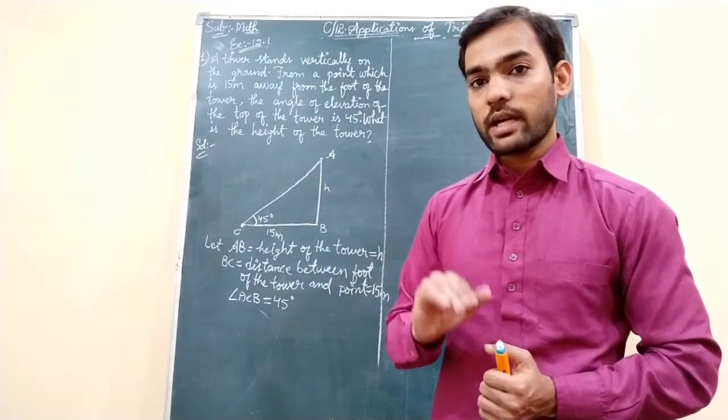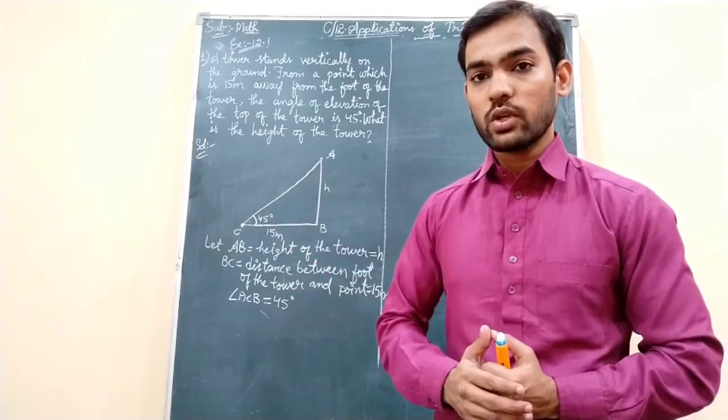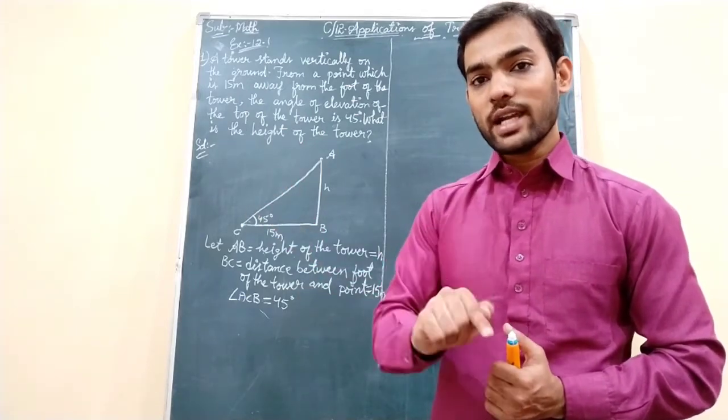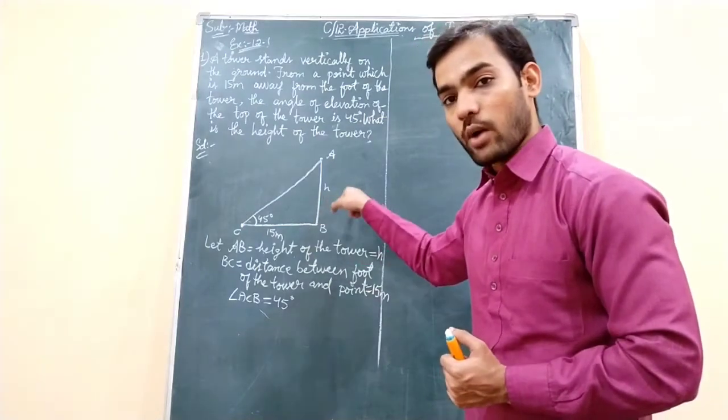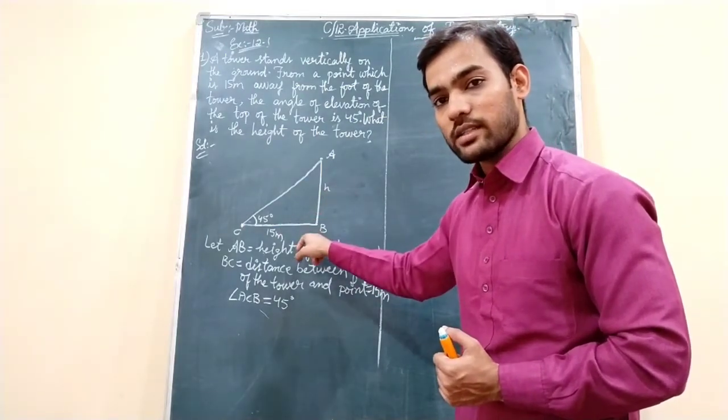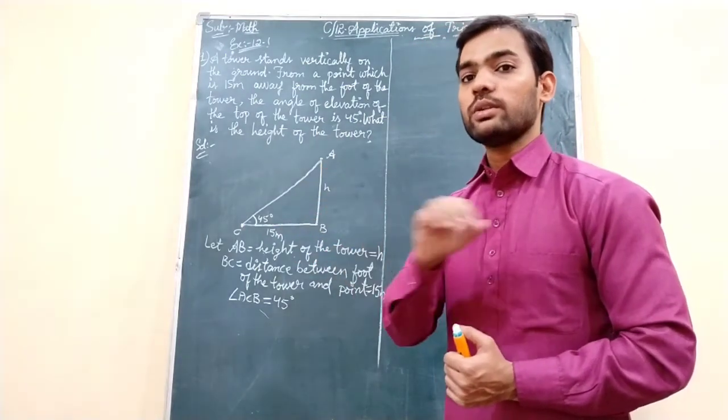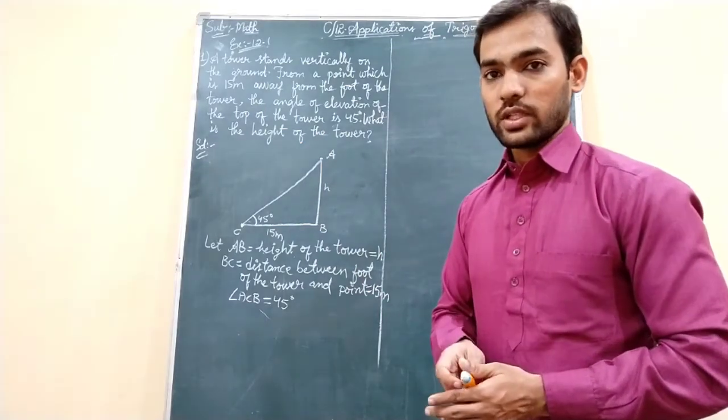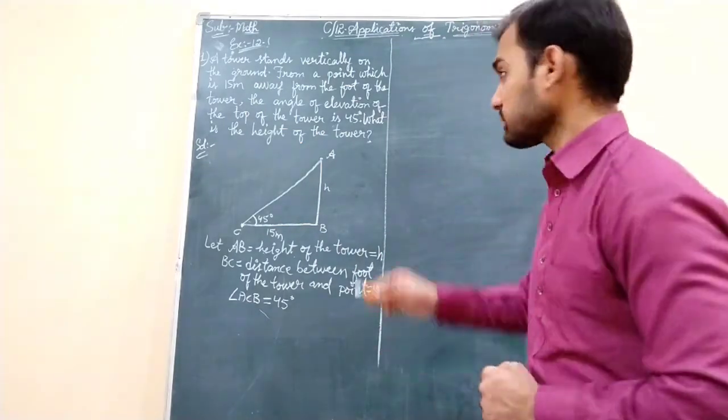Cos theta is adjacent by hypotenuse, again hypotenuse is not involved. Tan theta is opposite by adjacent, so here both the sides are involved, opposite to this angle and adjacent to the angle, right? So here you need to use tan ratio to find out the height of the tower.